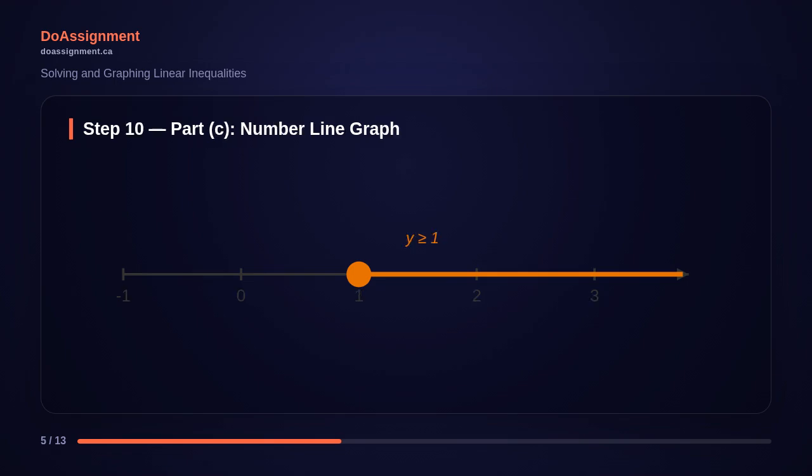Here is the number line for Part C. The filled orange circle is at 1, because 1 is included in the solution. The arrow shades to the right, showing all values of y that are greater than or equal to 1.